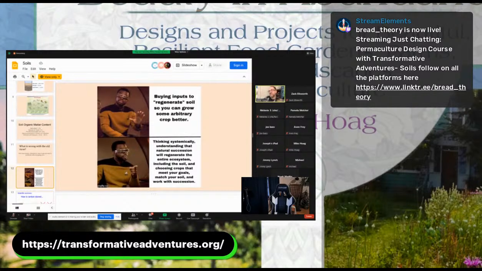What I'm hoping to leave you with today is to think systemically, understanding that natural succession and nature itself, ecosystems, will regenerate themselves, will regenerate the entire ecosystems, including the soil for us. And what we need to do instead is choose crops and crop systems that meet our goals, match the soil that we have, and work with nature to move our soils in a healthier, more productive direction. So it's a very different idea.